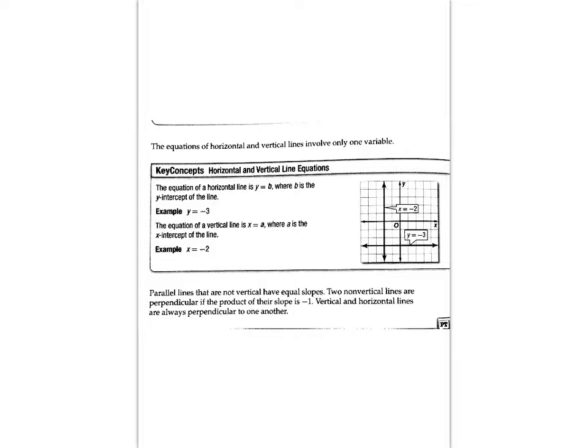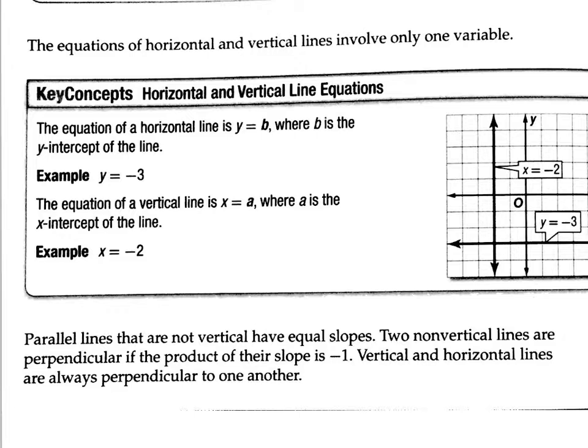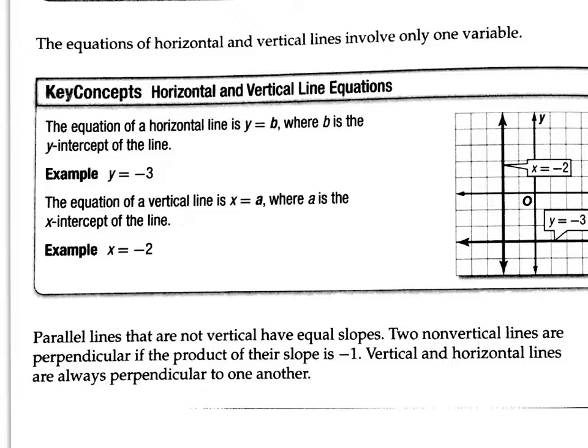A couple of key types of equations, and we talked about these in the slope lesson. When it's a horizontal line, the equation is always going to be y equals a number, and that number is b, the y-intercept, where it crosses the y-axis. For a vertical line, it's x equals a number. In this case they use the letter a, and a vertical line crosses the x-axis at the x-intercept. So horizontal, y equals; vertical, x equals.